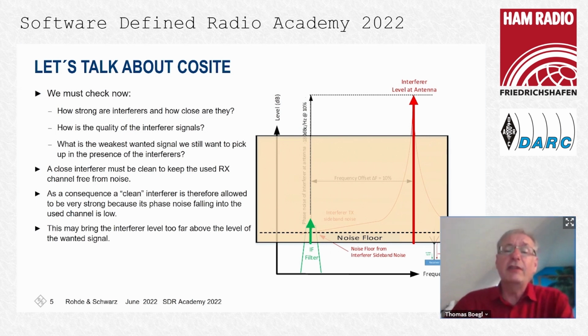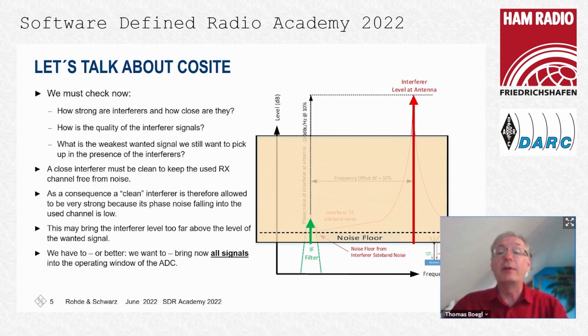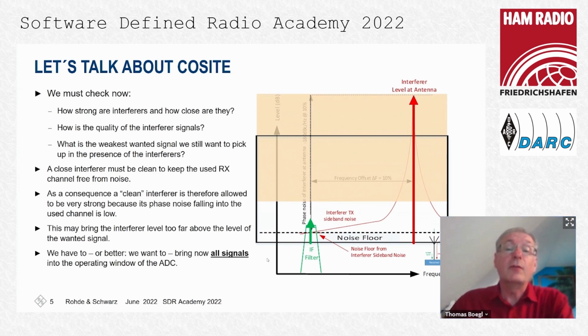And if we have the critical situation that we have a strong interferer exceeding this window, in that case, if we still want to receive broadband, we have no other chance than to just shift the window up, because we want to have this signal lower than the maximum allowed level at the A to D converter, but in that case we are losing sensitivity.